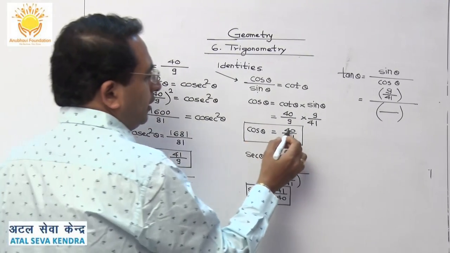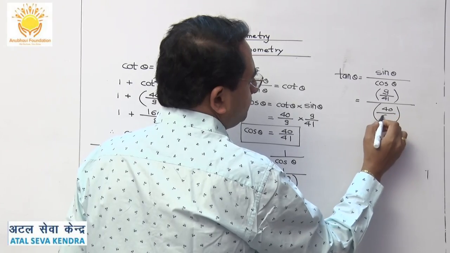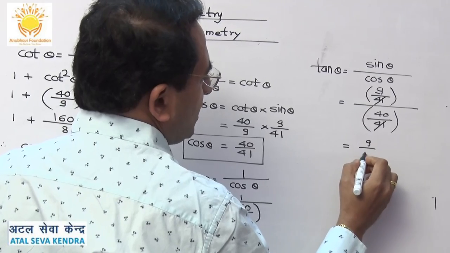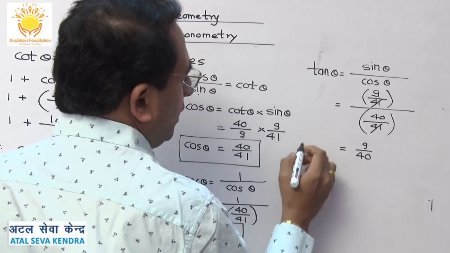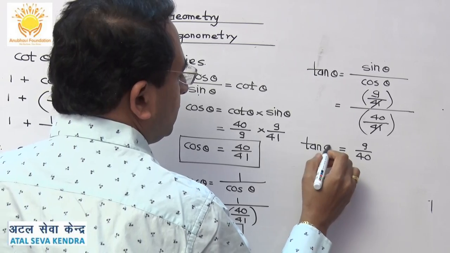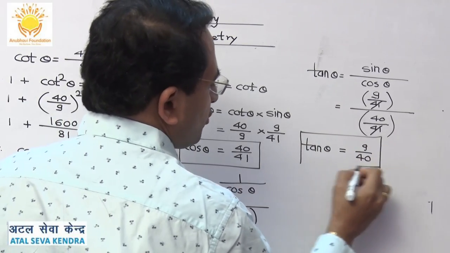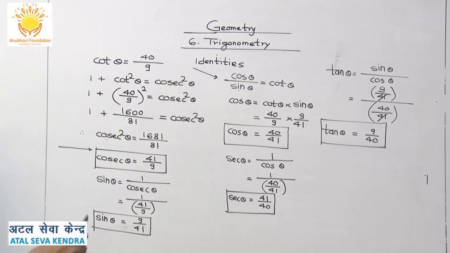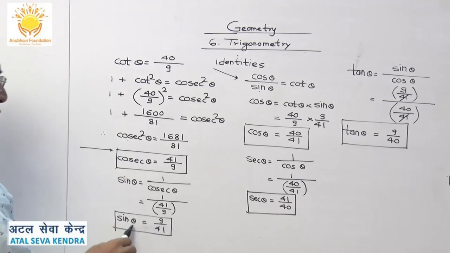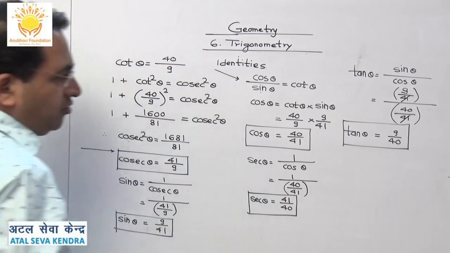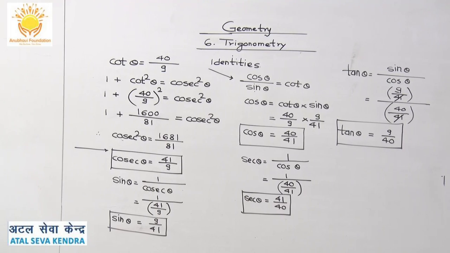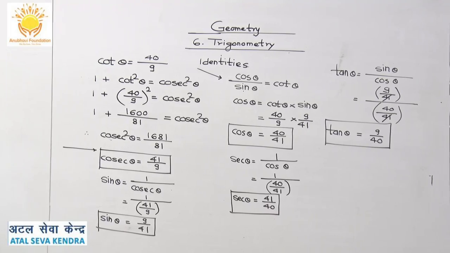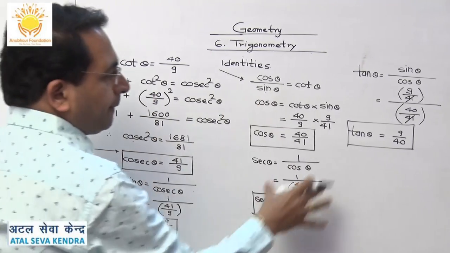What you have got? 40 upon 41. So this will get cancelled and you are going to get this part as 9 upon 40. That is the value of tan of theta. This is how, whenever the question asks you to find out the trigonometric functions of the remaining angles, we have to end up with 1, 2, 3, 4, 5 boxes. If they ask you a question, find remaining trigonometric functions, then you have to go ahead like this.